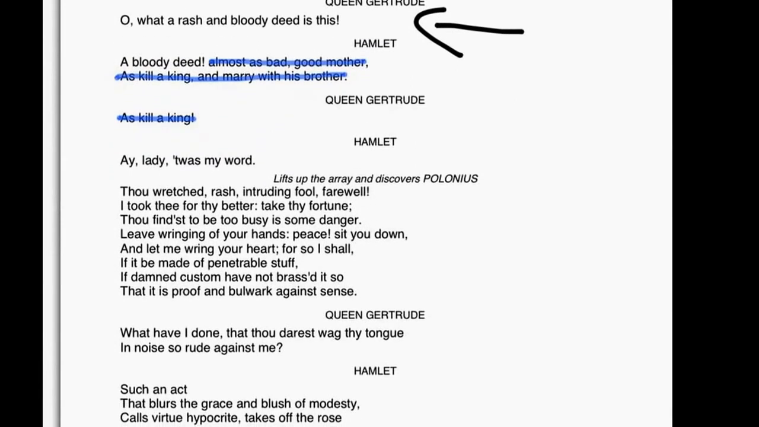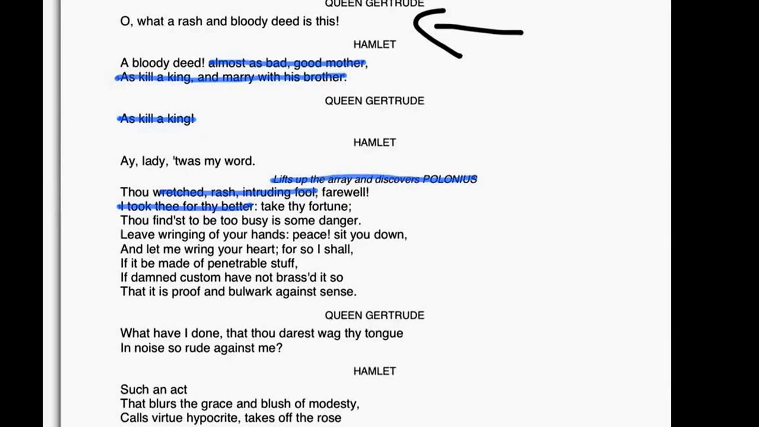So then we have Hamlet finally lifting up the curtain and realising that he's killed Polonius, not Claudius. And so we have the description of Polonius as "wretched, rash and intruding." And then he openly says, "I took thee for thy better," as in social better. So he says, I thought that it was Claudius behind the curtain. So he openly admits that he was trying to kill Claudius. And then he says, "Take thy fortune, thou findst to be too busy is some danger." So if you're poking your nose into other people's business, of course you're going to end up dead. So it's pretty dismissive there. That's all that Hamlet says about killing Polonius at this point.